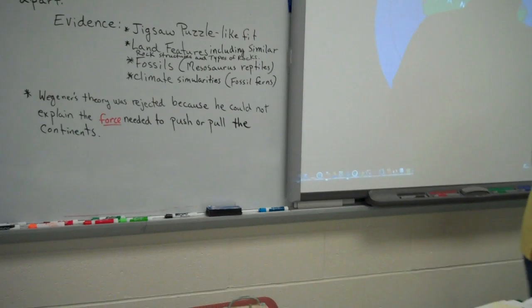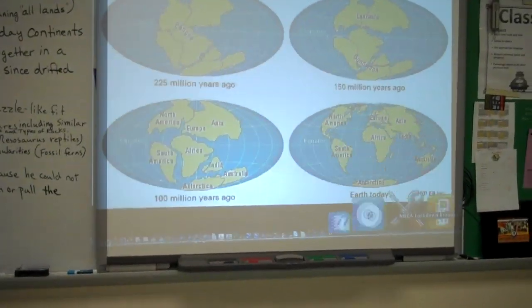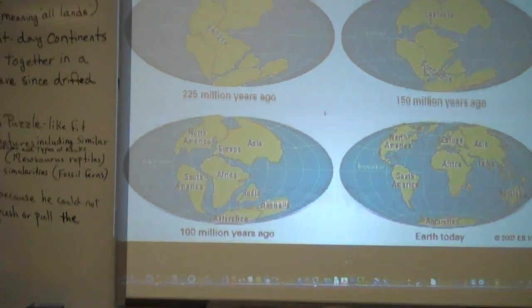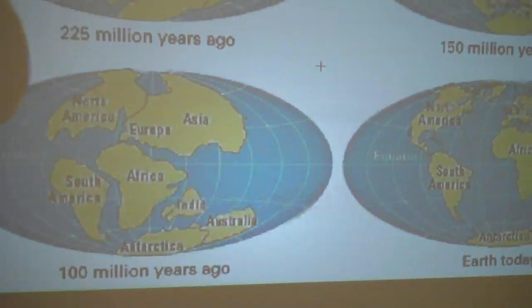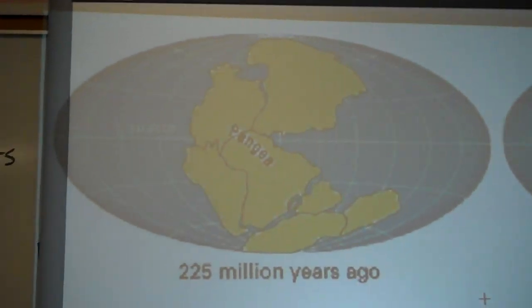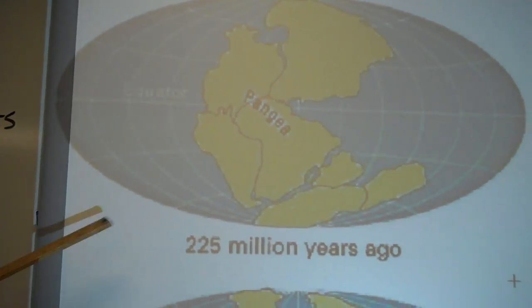It wasn't until the mid-1900s that they were able to really see that this, in fact, does happen. Now, what we believe to have happened is that the land masses have changed location over time. And it's a slow process. So Pangea being about 225 million years ago, and then over time, the continents have separated and moved out.